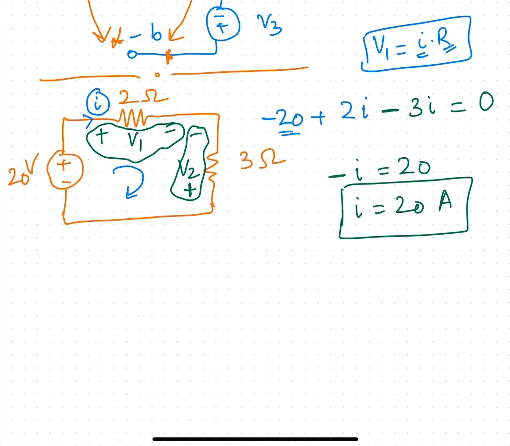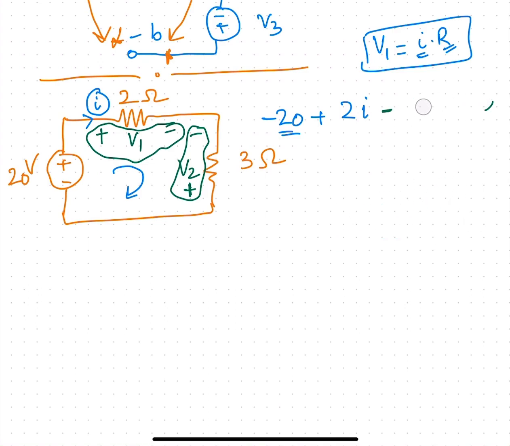Just a second, let me explain one more time for you. I'm sorry for this confusion. If I go around this loop, I can say that this is minus 20 volt plus V1 minus V2 equal to 0, right? So what is this V1?